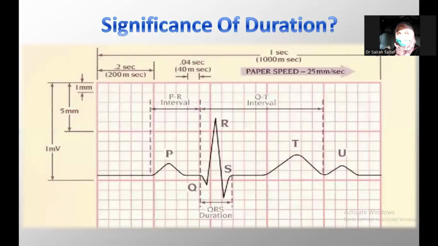Now, significance of the duration. Why are we learning the duration? Because every waveform on the ECG has a different duration, and any increase or decrease in the duration means there is something wrong. And that we will learn later.